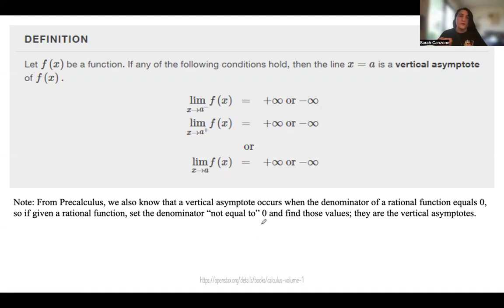Essentially, all I want you to remember is the definition from pre-calculus. From pre-calculus, we know that a vertical asymptote occurs when you have a 0 in your denominator. So if you have, say, 1 over x minus 3 as a function, and you want to see what values the denominator can't be equal to, you would say x minus 3 can't be 0. We did that just a couple lectures ago. So x can't be 3.